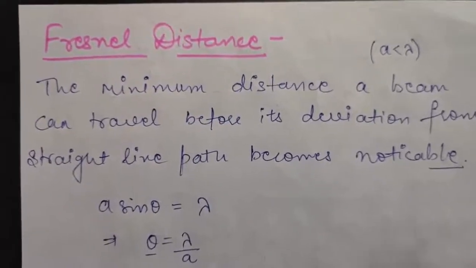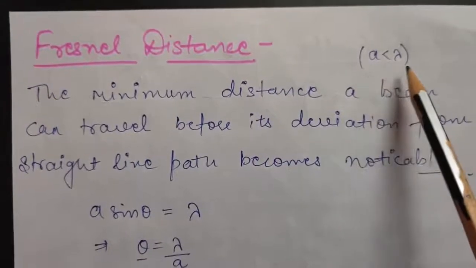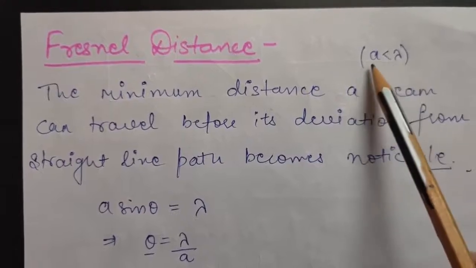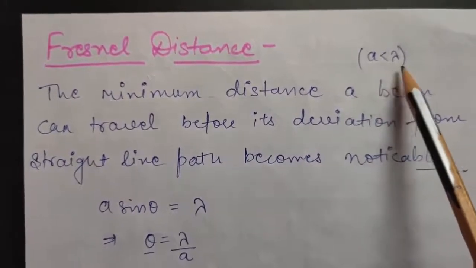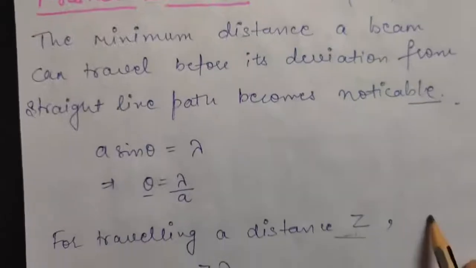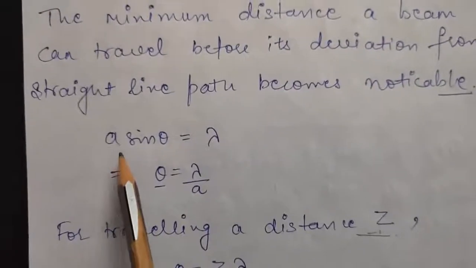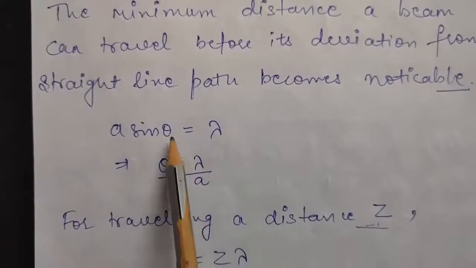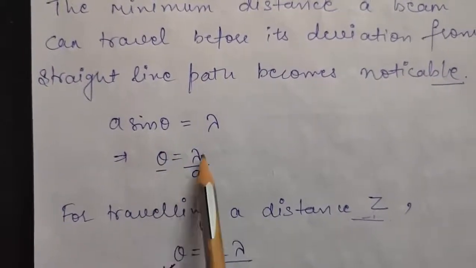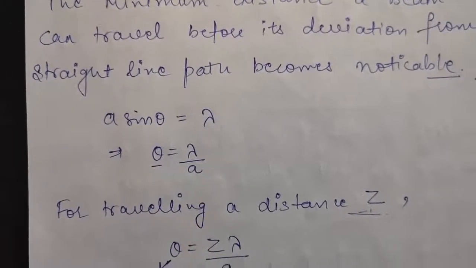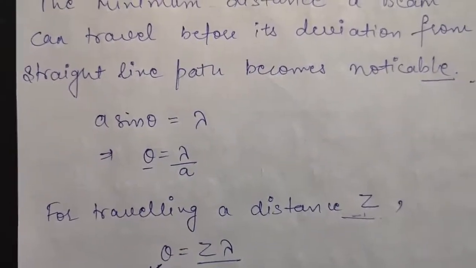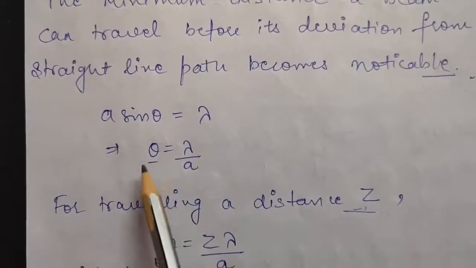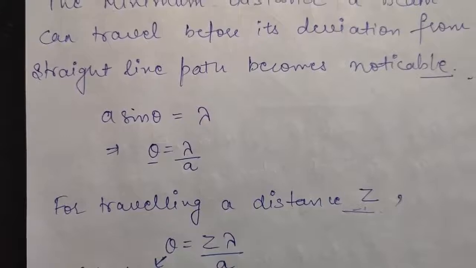Now you have to remember this condition for the diffraction pattern, which is a is less than lambda, that is, your slit width should be less than the wavelength of light. Here again we are using the same condition, a sin theta equals lambda, taking n to be 1. Again assuming theta to be very small, theta will come to be lambda by a. Just now I told you that 2 theta is the angular width of the central maxima, so theta is nothing but half the angular width of your central band.